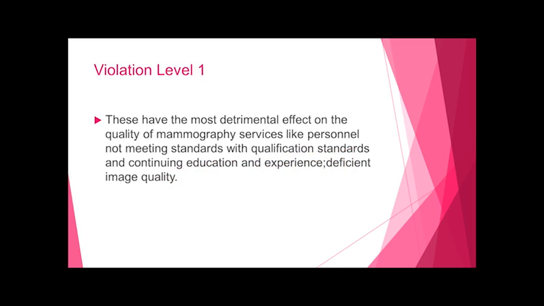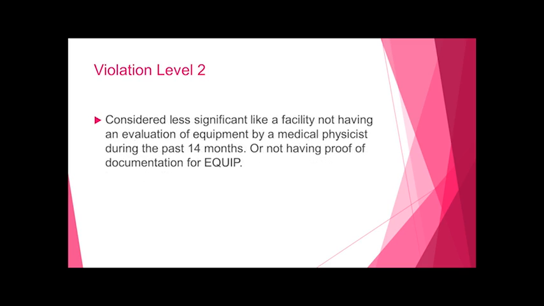Violation level number 1, these had the most detrimental effect on quality of mammography services, like, for example, personnel not meeting standards with qualification standards or continuing education and continuing experience. They're deficient in image quality. So a level 1 is the most serious. Violation level number 2 is considered less significant, like a facility not having an evaluation of equipment by a medical physicist during the past 14 months, or maybe not having proof of the documentation for equipment. That is a level 2 violation.